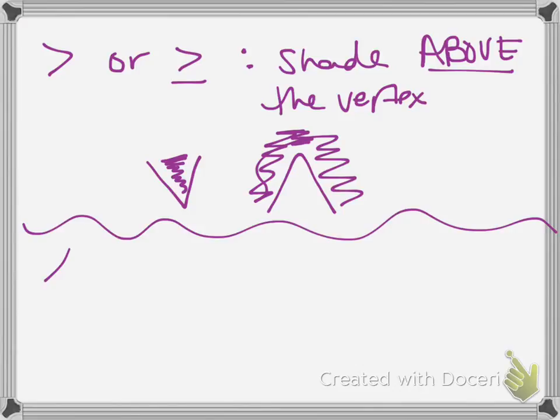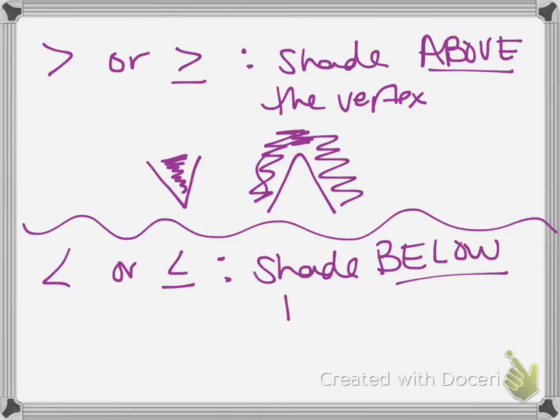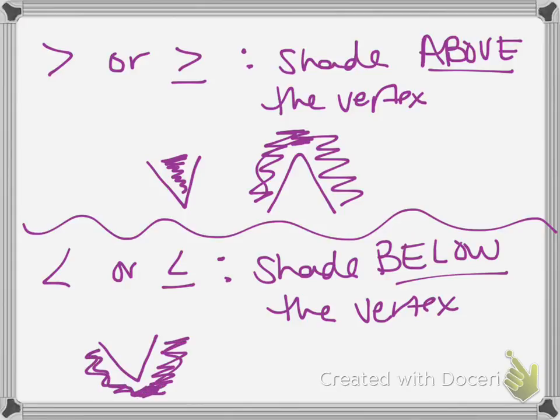So similarly, if you have less than or equal to, you shade below the vertex. So for example, if you have a regular V, below the vertex is underneath. So that means that it's actually around the V, it surrounds it. But if you have the reflection, the upside down V, below the vertex is actually inside the V, and that's where you would shade.